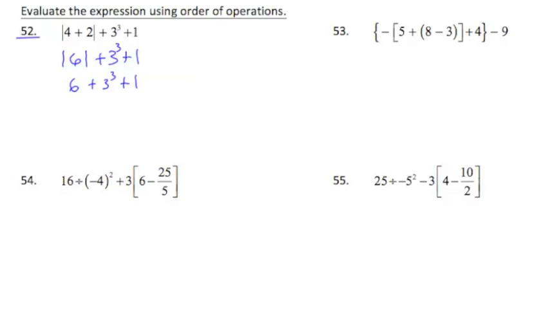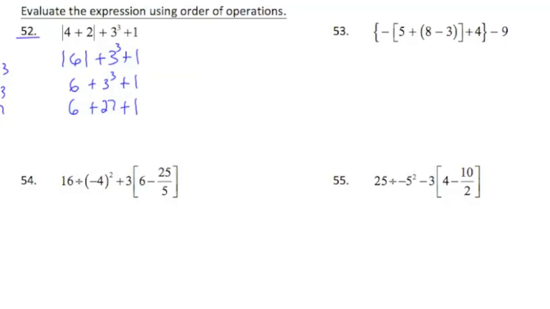Okay, the next thing I want to check for is exponents, and I do have some exponents. So I have 3 to the third power, and I'll go off on some scratch work and I'll do 3 to the third power. That is 3 times 3 times 3. And so if I multiply these first two 3's together, that's going to give me 9. And then 9 times 3 is 27. So I'm going to come back over to my problem now, and I have 6 plus that 27 plus 1.